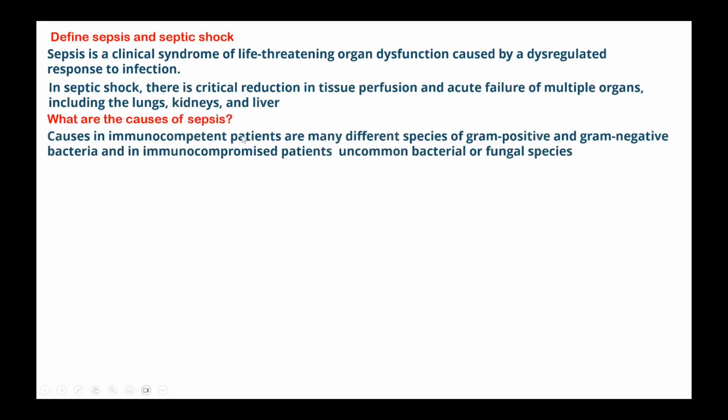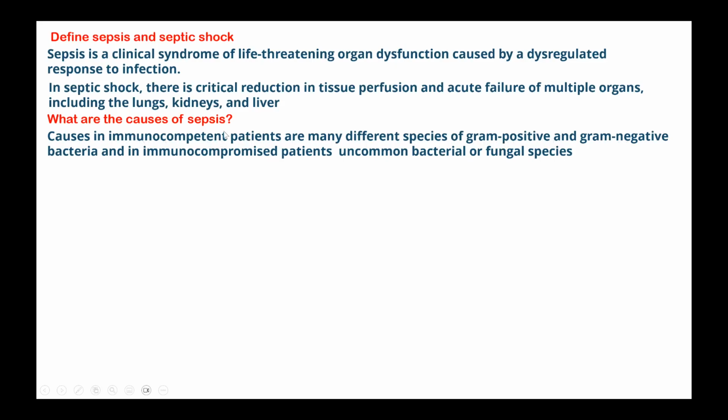Causes: in immunocompetent patients, many different species can be affected, including gram-positive and gram-negative bacteria. And in immunocompromised, incompetent patients, these are the organisms which cause sepsis. In immunocompromised patients, along with gram-positive and gram-negative bacteria, you may also have uncommon bacterial and fungal sepsis. So these two categories of patients you have to know who can be affected by sepsis.